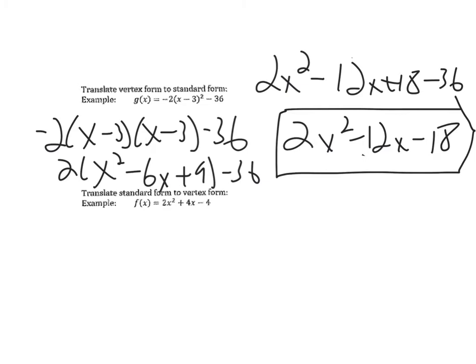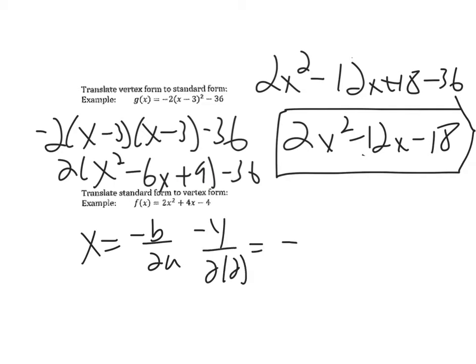Now, if we want to write it in vertex form, one thing I would do is x equals negative b over 2a, that we talked about on the first slide here. So negative 4 over 2 times 2, that gives me negative 1. And then I'm going to evaluate f of negative 1. So that's 2 times negative 1 squared, which is positive, so it's 2. 4 times negative 1 is negative 4, plus another negative 4, so what is that?